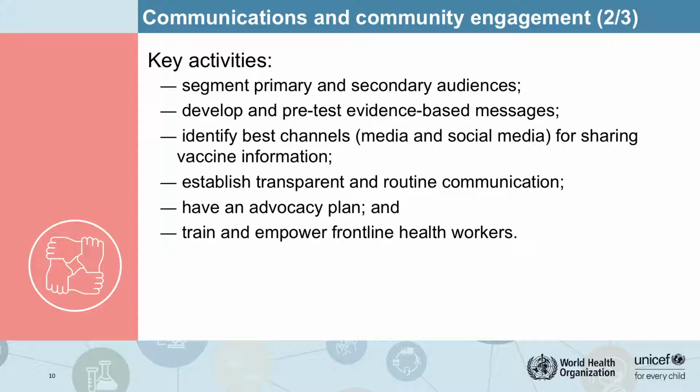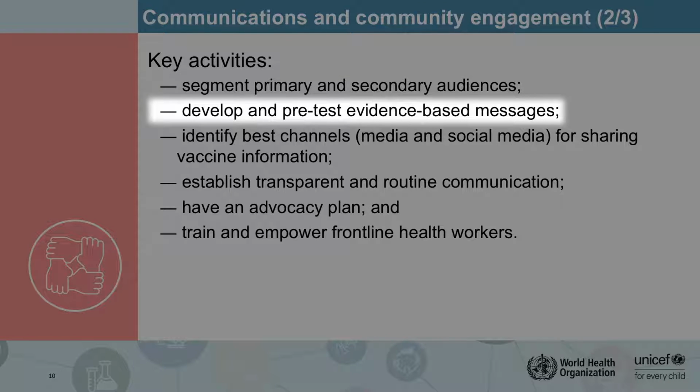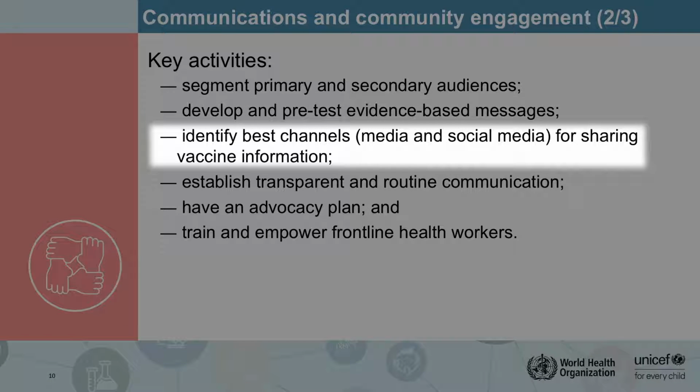Specialists may gather information on various target populations by researching what they may already know about these populations, using social data, administering surveys, and conducting focus groups. Key activities to supporting ongoing communications include analyzing the target populations and segmenting primary and secondary audiences, developing and pre-testing evidence-based messages which are grounded in behavioral sciences and tailored to targeted populations, identifying the best channels, whether they're media, as in the sense of traditional media or social media, for sharing vaccine information to build public awareness and trust.